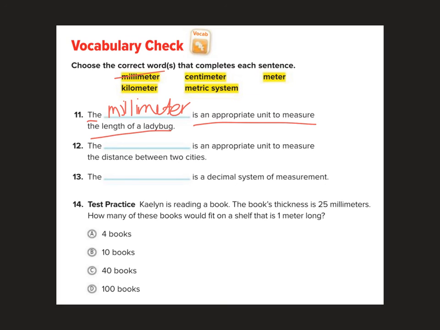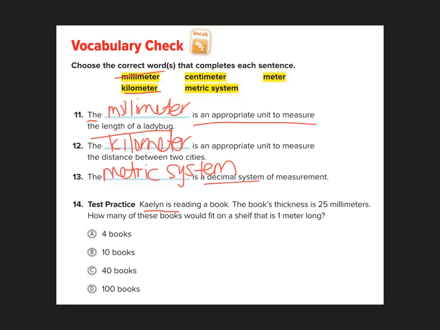The blank is an appropriate unit to measure the distance between 2 cities. We're going to want the biggest unit of measurement in the metric system, which is the kilometer. The blank is a decimal system of measurement, and that is the metric system. It's called a decimal system because all you do is move the decimals.